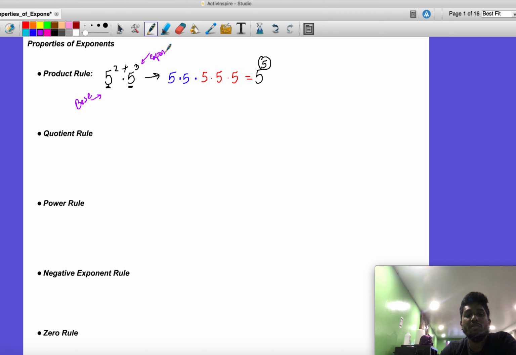So if you're multiplying, or you're taking the product, which means to multiply, with two terms that have the same base, you can just add the exponents. And so this is what is known as the product rule.